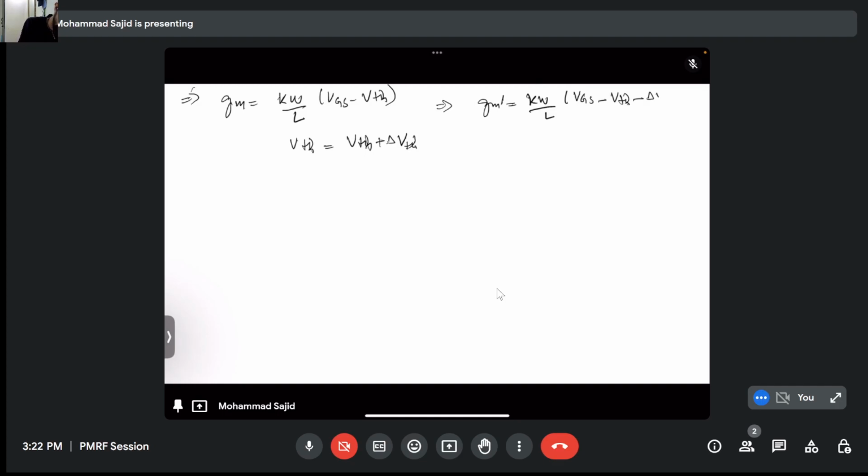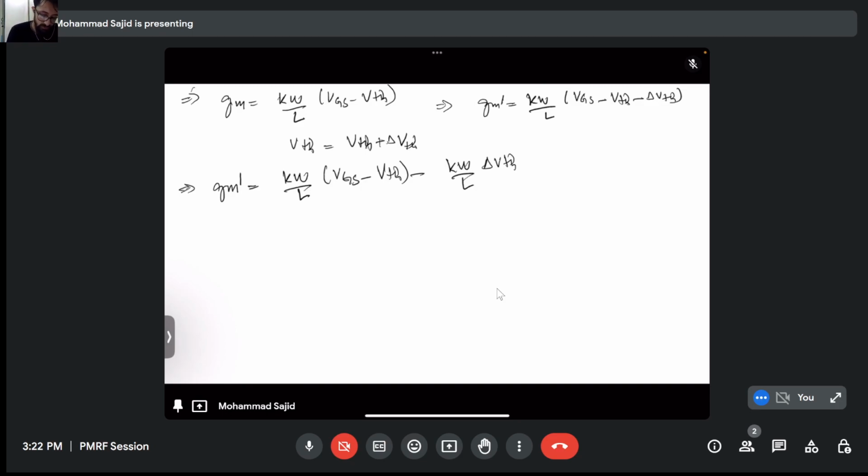Okay, so now let's go by using the definition of gm. We found that gm is equivalent to K W by L (VGS minus VTH). Now, if VTH changes due to some external factors to VTH plus delta VTH, you can write gm dash will be equivalent to K W by L (VGS minus VTH minus delta VTH), which will give me gm dash equals K W by L (VGS minus VTH) minus K W by L delta VTH, right?